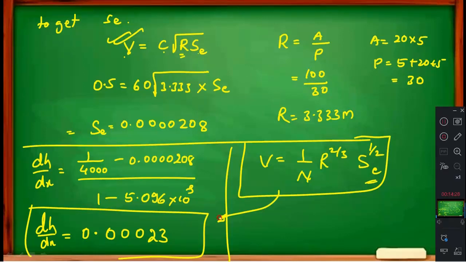Only two possibilities you may get: one is Chezy's equation or Manning's equation.